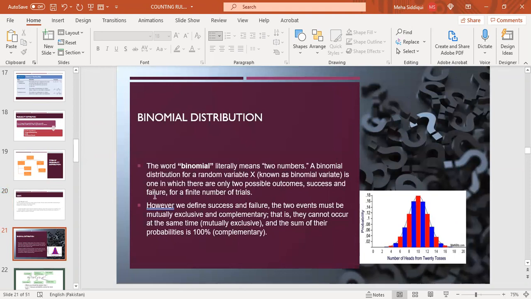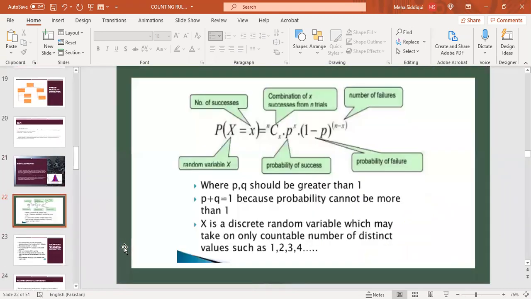Binomial distribution. The word binomial literally means two numbers. A binomial distribution for a random variable X, known as a binomial variate, is one in which there are only two possible outcomes, success and failure, for a finite number of trials. However we define success and failure, the two events must be mutually exclusive and complementary. That is, they cannot occur at the same time. Complementary means that the sum of the probabilities is 100%.